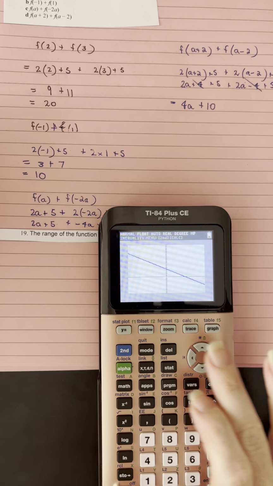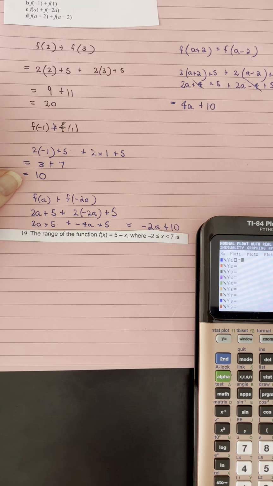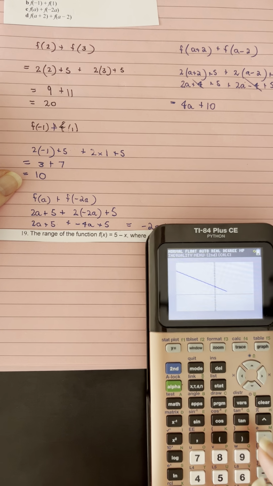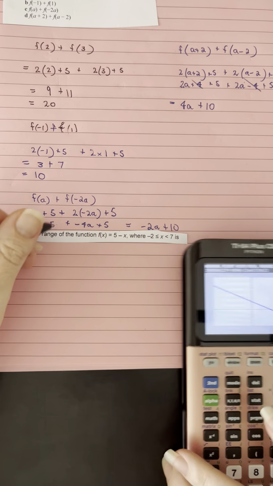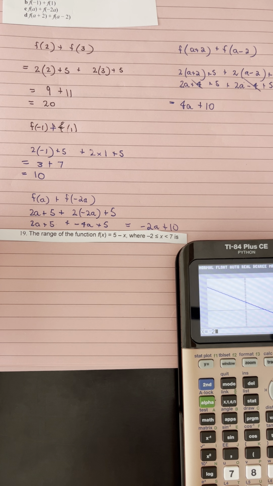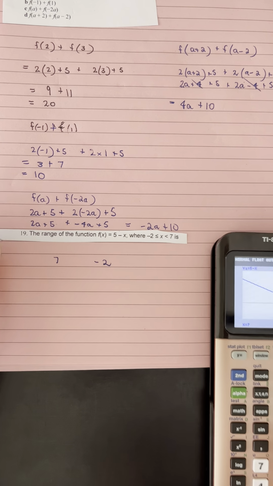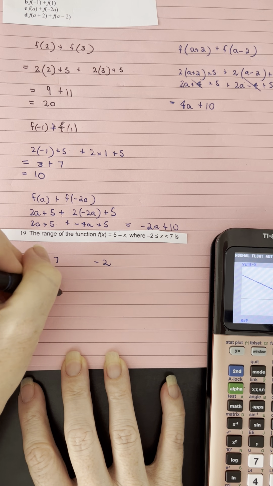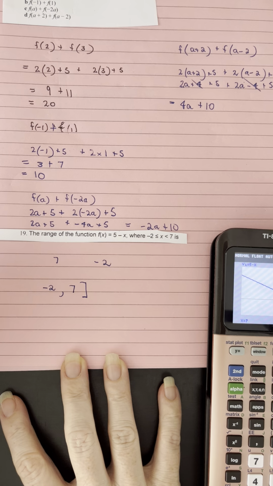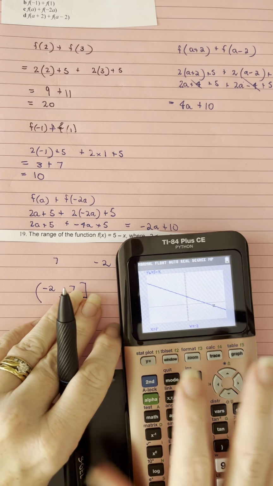No, so I'm going to leave that one and just come back to that and just look at the -2, the 5 take away x. So when I'm looking at that, I know that my -2 is going to be my highest value. So when I sub into that -2, I'm going to get 7, and when I sub in the 7, I get -2. So I know that my range then goes from -2 to 7. I know that the box bracket will go with the 7 because that's what I subbed in with the -2, and then my curve bracket will go with the -2.